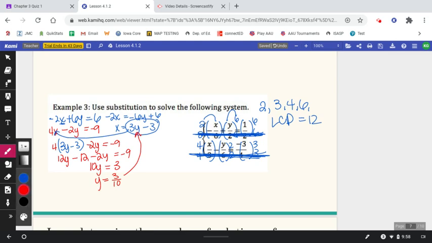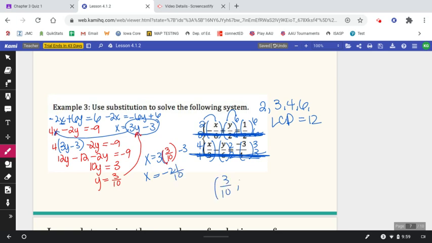Put that back into the blue equation. So to find x, I'm going to do 3 times 3/10 minus 3, which gives me negative 21/10. So if I were to graph these two, they're going to cross at 3/10, negative 21/10.